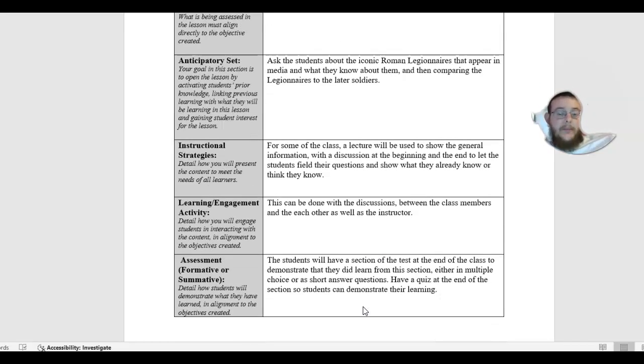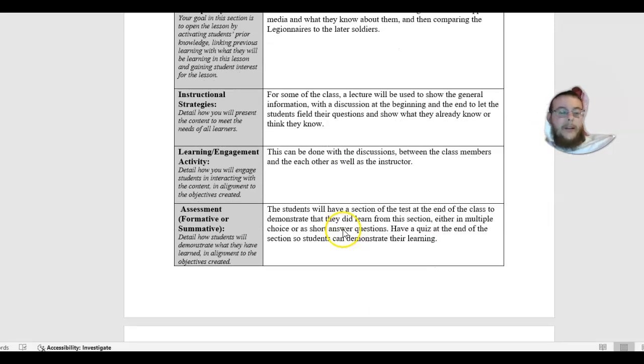For learning engagement, that's pretty much going to be the discussions that we were having about the Roman soldiers at the start of the class and then towards the end of the class.